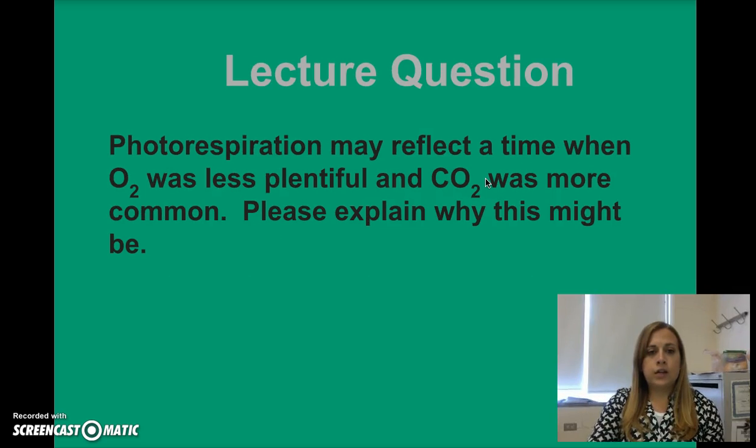And so I want to ask you guys a question. Obviously, this is not something that's beneficial for photosynthesis. It's decreasing the output. It's costing the cell ATP. Scientists think that photorespiration may reflect a time when oxygen was less plentiful and carbon dioxide was more common. And so I want you guys to think about why photorespiration would happen, why Rubisco could possibly pick up oxygen instead of carbon dioxide. Think about what the Earth used to be like, what our atmosphere used to be like, and I want you guys to try and explain why photorespiration could occur, why it's even possible for Rubisco to pick up oxygen instead of carbon dioxide.